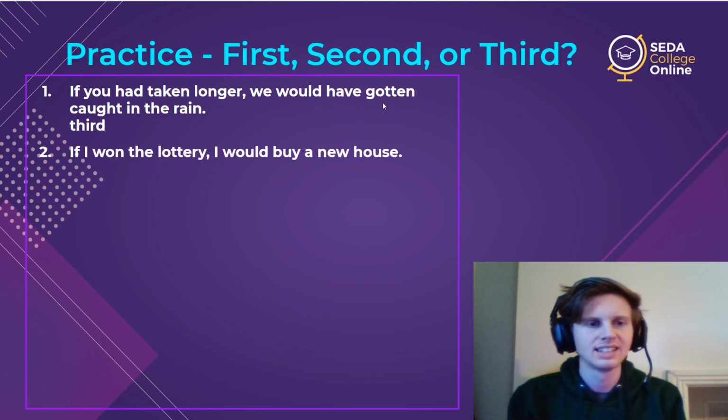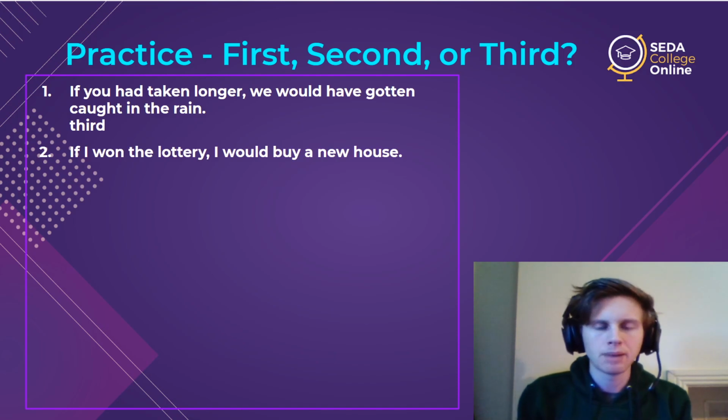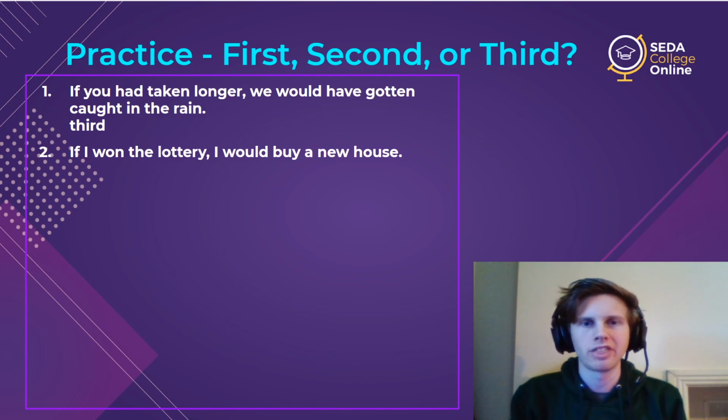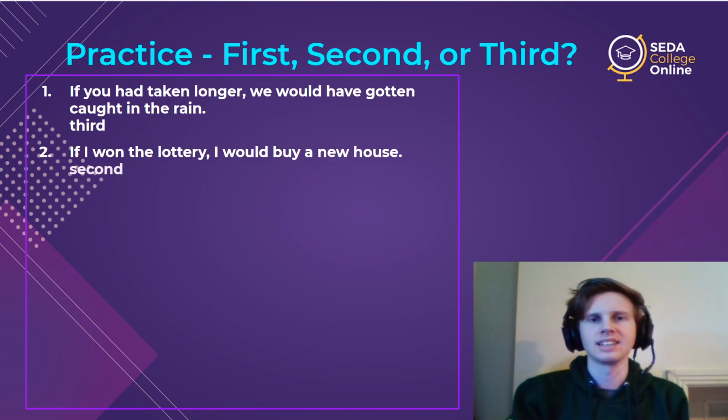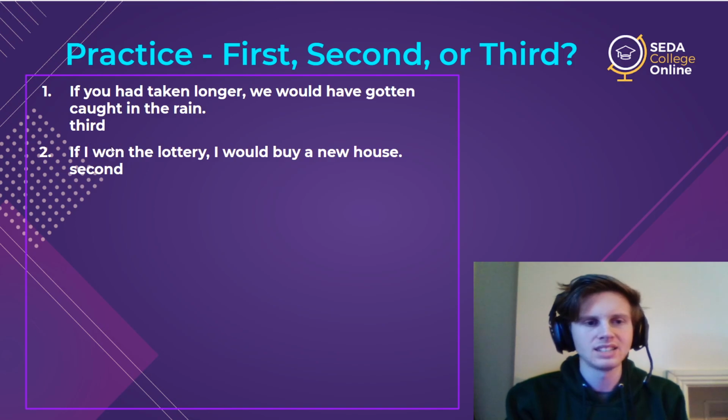All right, next. If I won the lottery, I would buy a new house. First, second, or third. All right, the answer is second. We have our past tense, if I won, and then our would plus verb in the base form, would buy. So we know it's second, hypothetical.